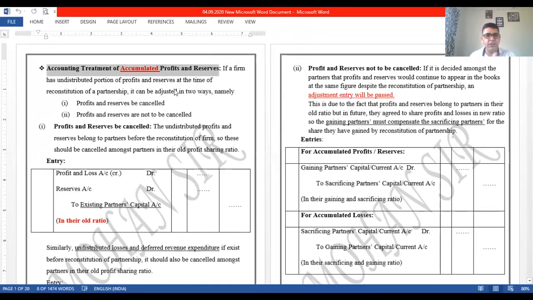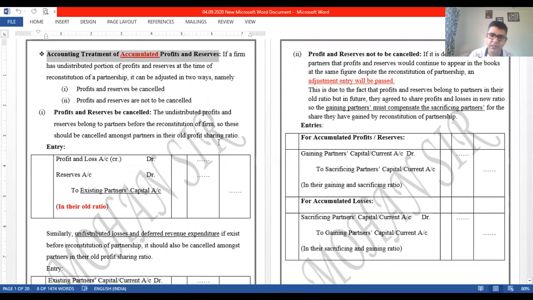Since some years the partners have been into business, so out of the profits so earned, they have not been distributing the full profits. Out of the profits so earned, they have been retaining back some profit, and after that they have been distributing the remaining profit. So we can say that it's kind of retained earnings, the undistributed profits. Whatever the amount of undistributed profits or losses there is, that belongs to the partners in their old ratio, correct? Over here again we have two different cases. We'll see that one by one.